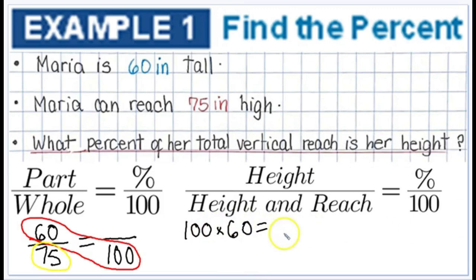It equals 6,000. Now we have to divide that by 75. And we get 80. So the amount of her reach that is her height, the total percent of her vertical reach that is her height, is 80%. So her height is 80% of her reach.